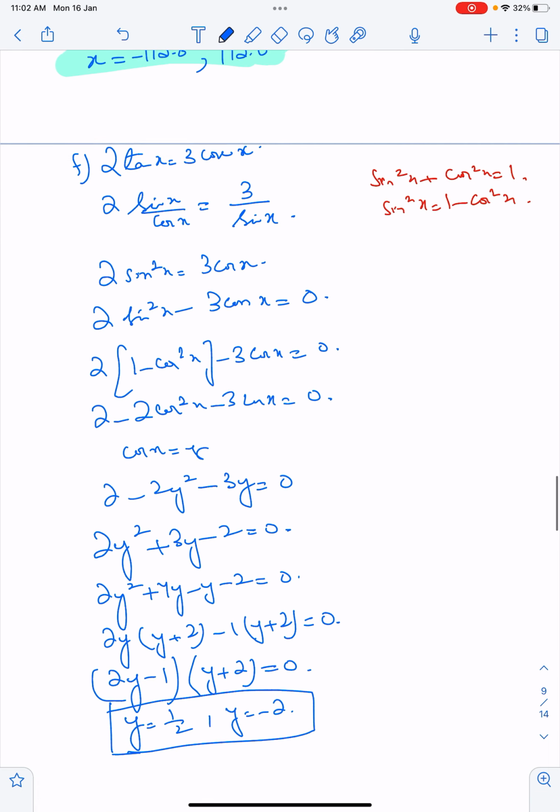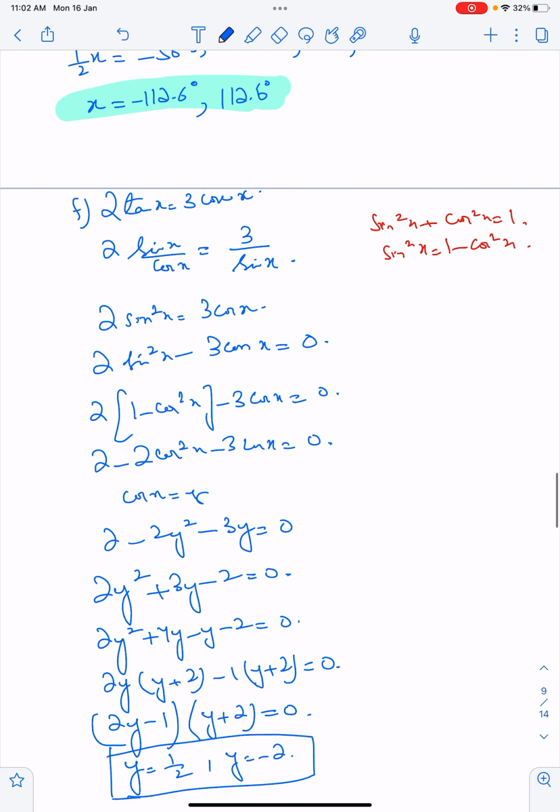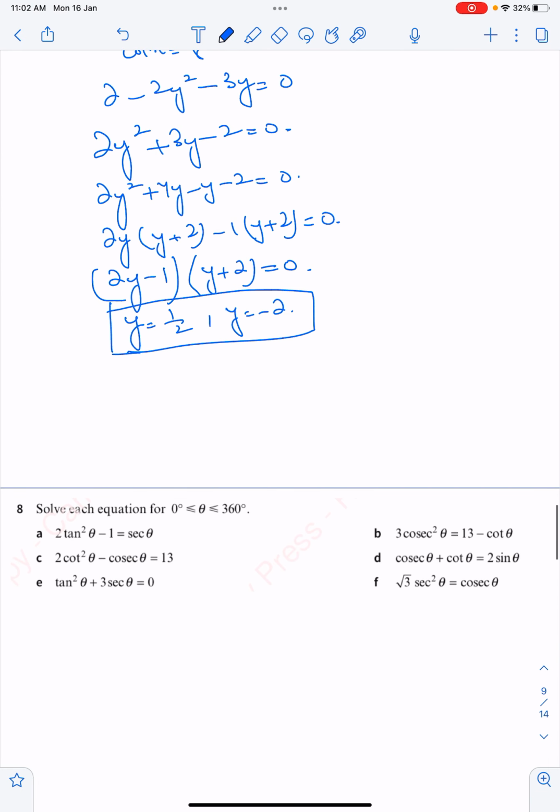Okay, what was y? y was cos x. So I can now revert back to the substitution. Cos x equals half, I have to solve, and cos x equals -2.